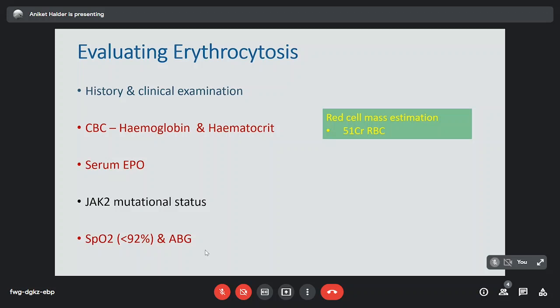Red cell mass estimation is not practiced routinely, and use of 51 chromium RBCs can be done for red cell mass estimation, but it should only be considered in JAK2 negative patients who have persistently low erythropoietin level but increased hemoglobin and hematocrit levels. In such patients, a red cell mass estimation may be carried out to look for absolute or true erythrocytosis.